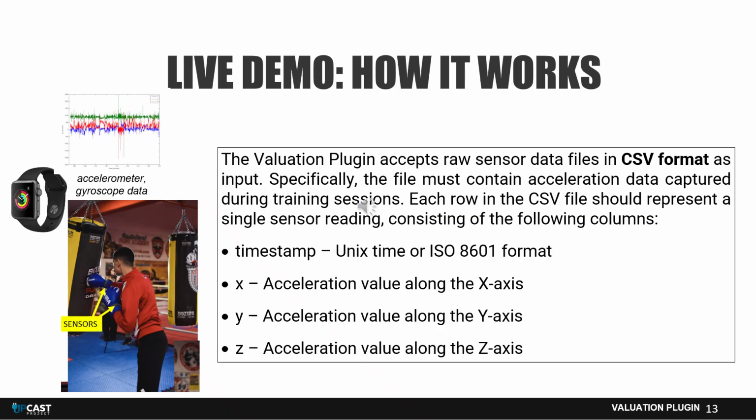This slide illustrates the usage of the Valuation Plugin in the boxing use case. The user wears sensors on her arms and punches the bag. The system uses accelerometer data for calculating biomechanical parameters.